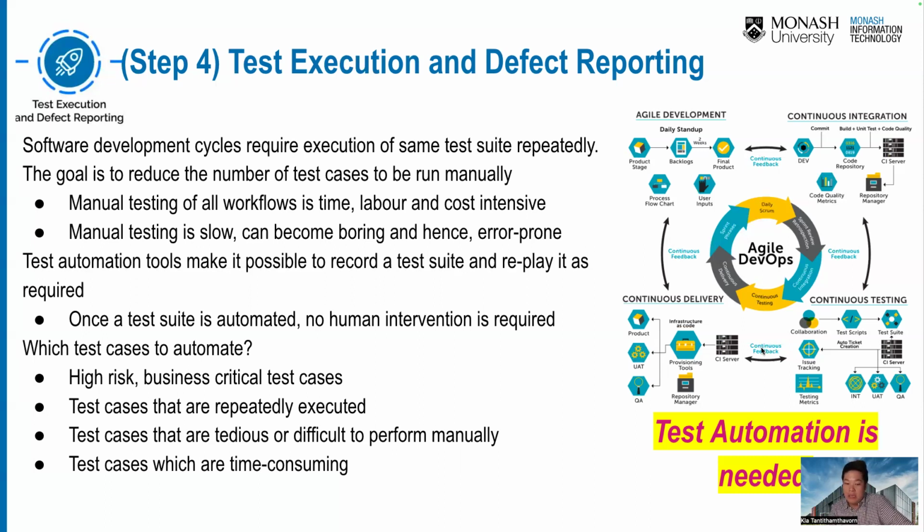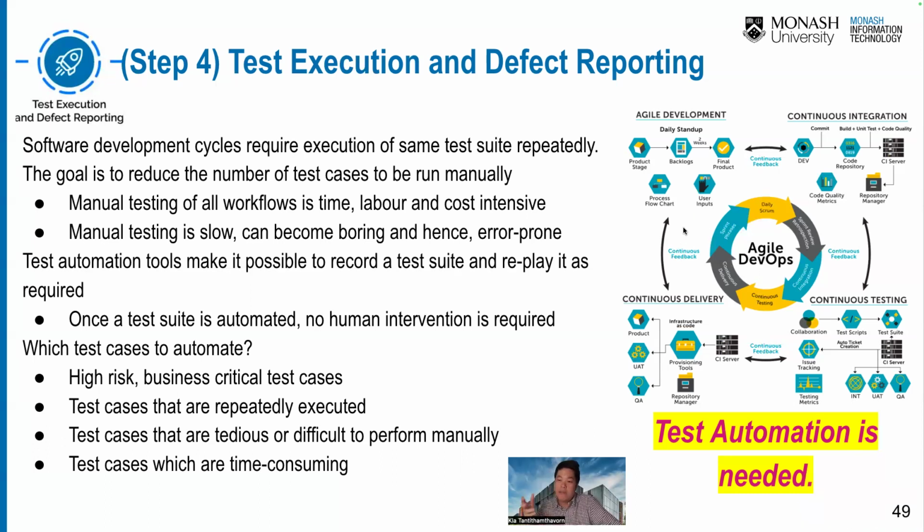This is the high level concept: how do we do test automation throughout the Agile or DevOps life cycle? During Agile development, we have the daily stand-up meeting. Sorry, we have the product backlog here. Every 2-week sprint, we want to deliver the final product. As part of that, maybe I will draw here.